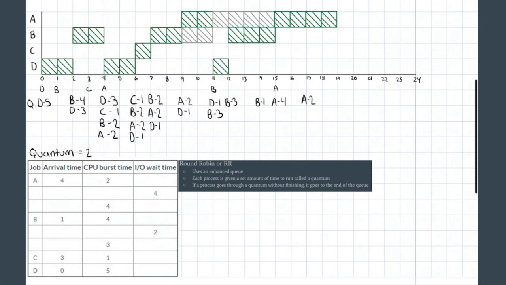For the first part, where one job's finishing and another job's arriving, it's going to be the job that's finishing. It goes into the queue first before the one arriving. As for your second one, it doesn't really matter how long of a CPU burst time these jobs have. It's whatever's in the queue, right? We're following the order of the queue. So if A had a CPU burst time of 4 and B had a CPU burst time of 4, whichever one's in the queue first is going to execute first, then the next one.